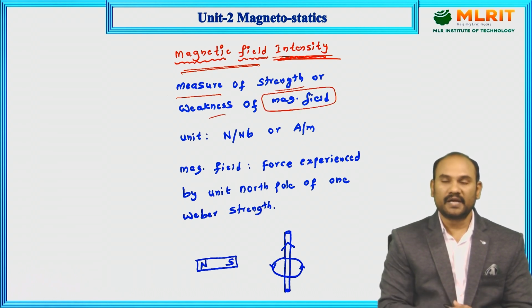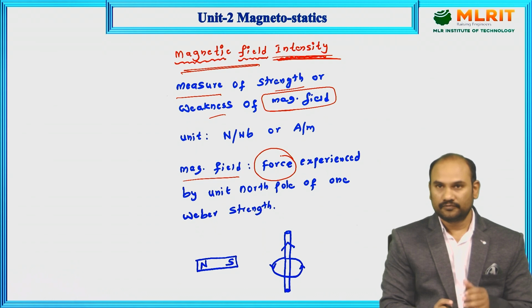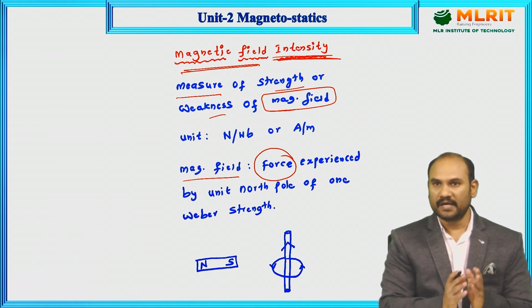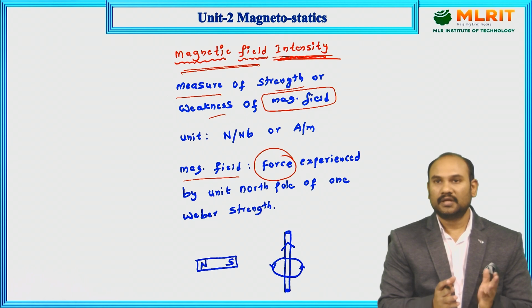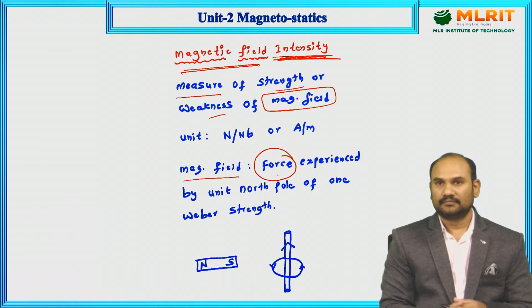Now, what is magnetic field? It is nothing but the amount of force. Force means magnetic force, because we are dealing with magnetostatics. When I say field, it is magnetic field. When I say flux, it is magnetic flux. When I say force, it is magnetic force. They should be prefixed with the word magnetic.